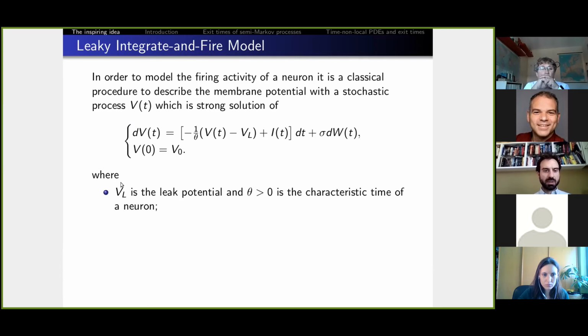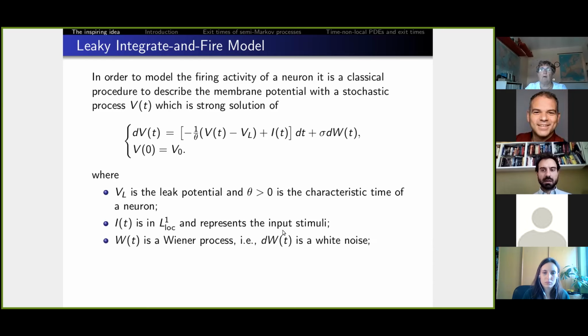So one has that capital V_L is the leak potential, the parameter theta is the characteristic time in the RC circuit, and then the drift part is a locally integrable function which represents the input stimuli. And the random part, what makes it random, is this noise, which is a white noise, and thus W is just a Brownian motion, so a linear process.